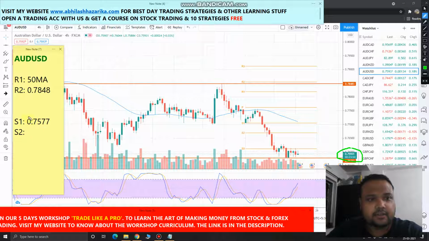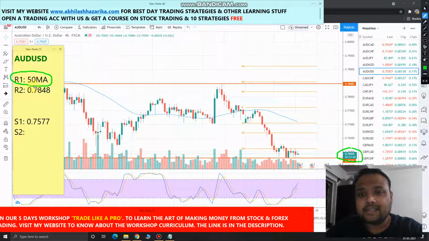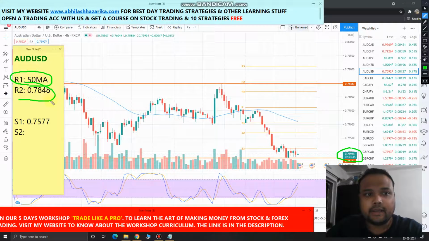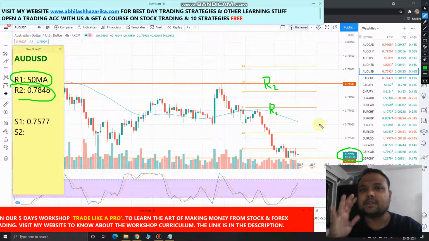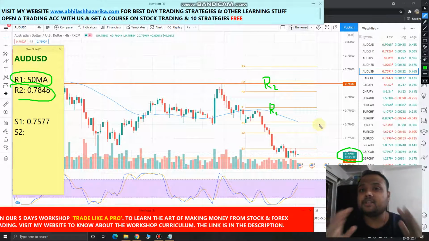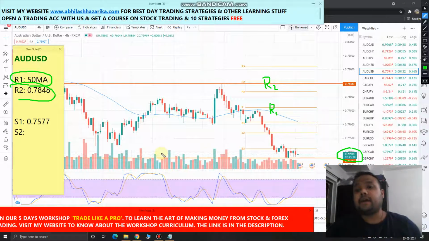And as you can see on the screen, on the left hand side, I have mentioned the 50 MA as the resistance 1 and 0.7848 as the resistance 2. This is the R2 and this is the R1. And to be very honest, there is not much support available on the chart right now, but as of now market is resting here, so that's why I have mentioned this level as support. Okay, but do not consider this as a very strong support.